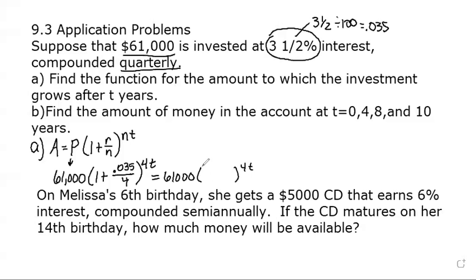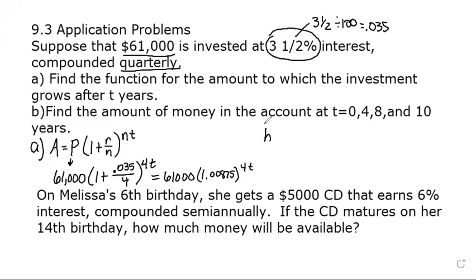So for A, what you would type in would be 61,000 times 1.00875 raised to the 4t.